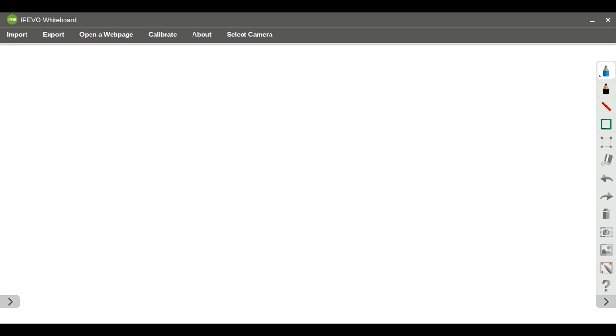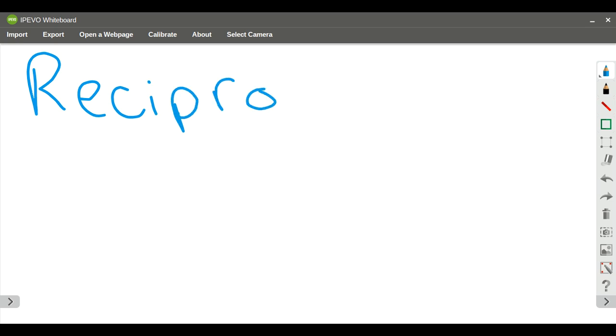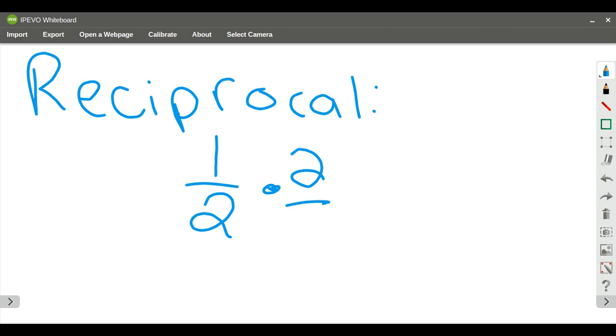So just a little review of what a reciprocal is. A reciprocal is a term that we use for fractions, where I have two numbers whose product, when I multiply them, is 1. So if I have 1/2 times 2 over 1, these two numbers are reciprocals of each other because when we multiply fractions, we just multiply straight across. So it would be 1 times 2 and 2 times 1.